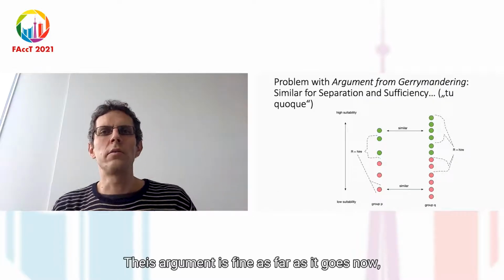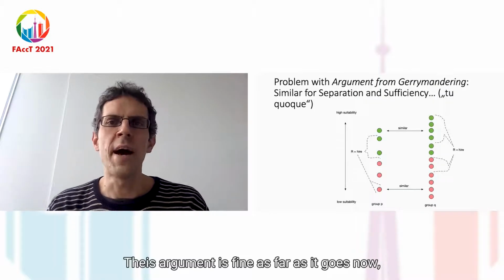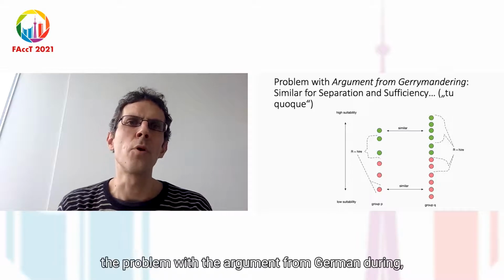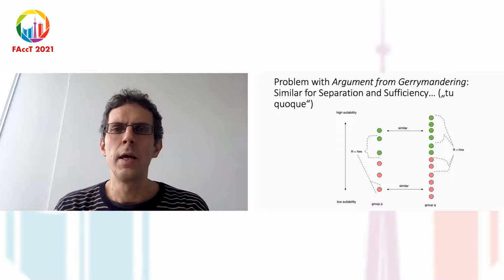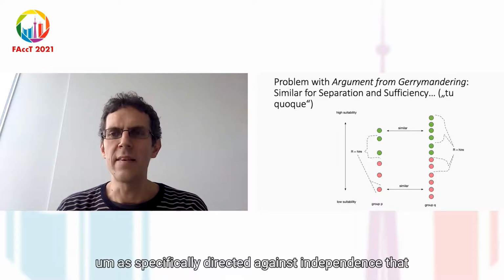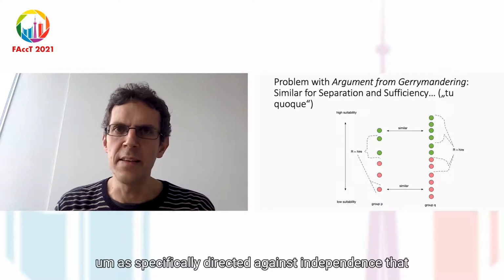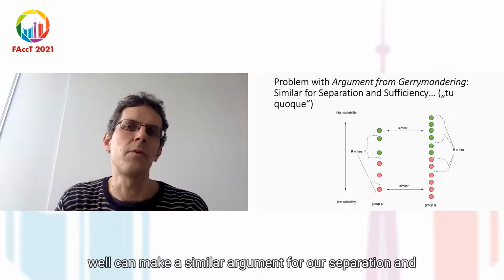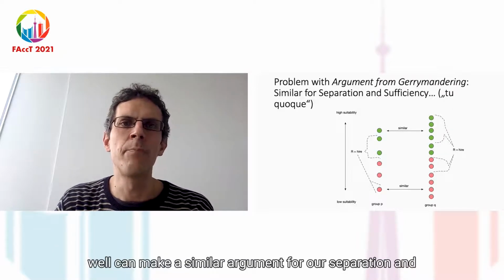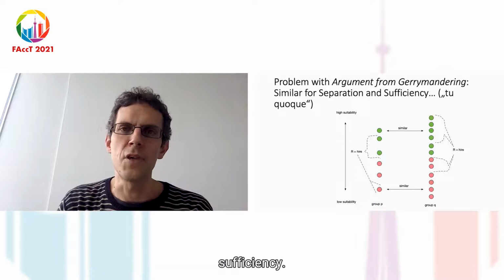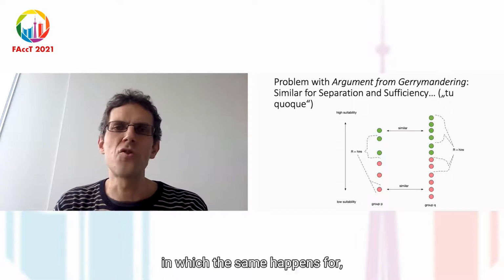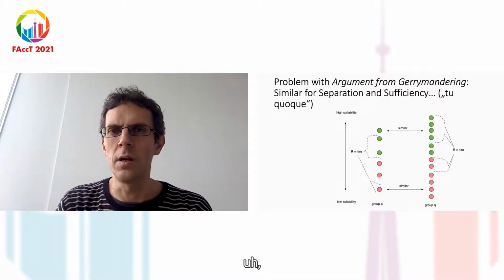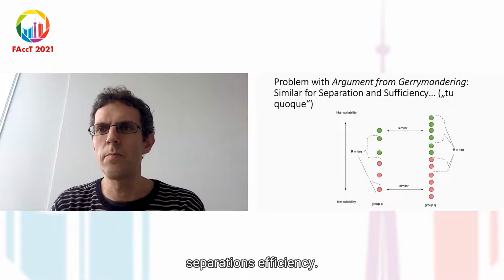Now, this argument is fine as far as it goes. Now, the problem with the argument from gerrymandering as specifically directed against independence is that they can make a similar argument for separation and sufficiency. So here I've created this very similar scenario in which the same happens for separation and sufficiency.